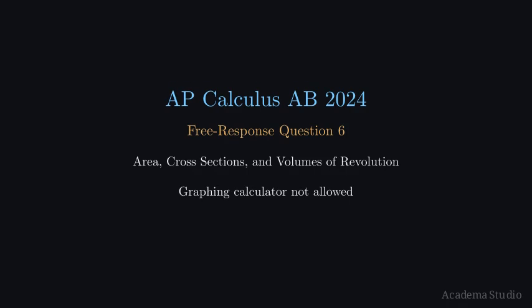Today, we are solving AP Calculus AB 2024 free-response question 6. This problem involves area between curves, volume using rectangular cross-sections, and volume using the washer method. This is a no-calculator question, so we will keep the calculations exact.